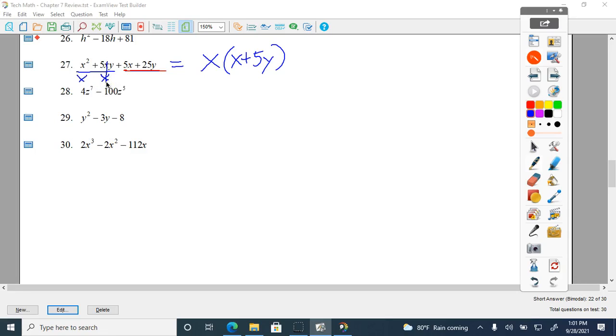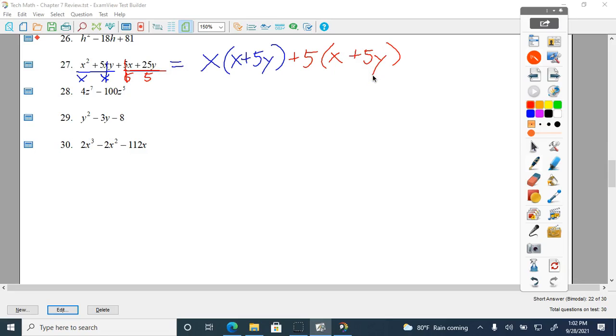For the red part, what do they have in common? 5. Okay. So I'm going to put plus 5. And in parentheses, we'll have the 5's cancel, x. Plus, what's 25y over 5? It is 5y. Okay?